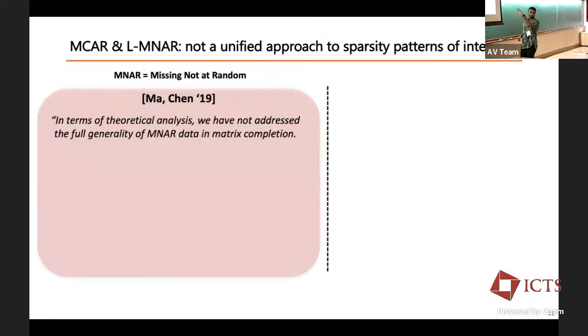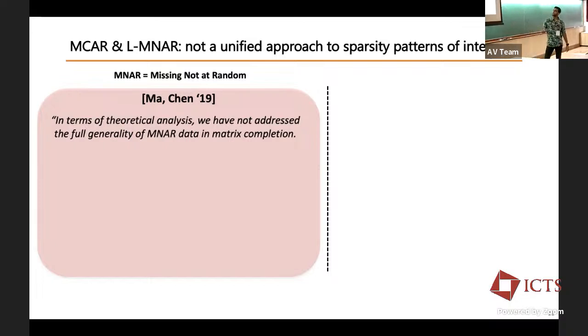So before I explain what those methods are, let me just say that so far the work that's been done in the literature really stops at this LMNOR, and I'll explain what that means. So Ma and Chen, they're at Carnegie Mellon. They say in terms of theoretical analysis, this is probably the best paper I've seen in the last few years that first talked about this missing not at random problem.